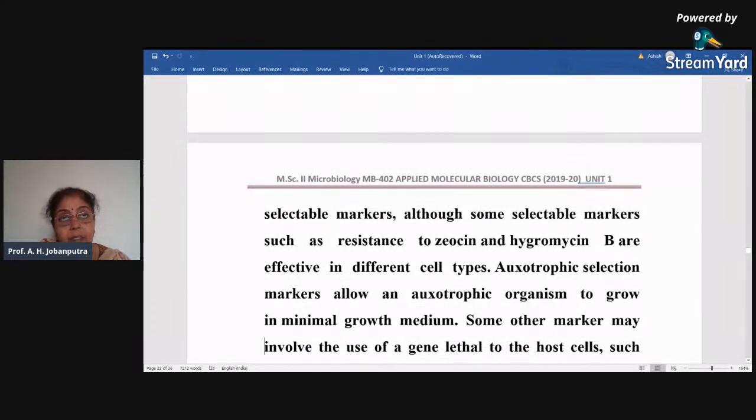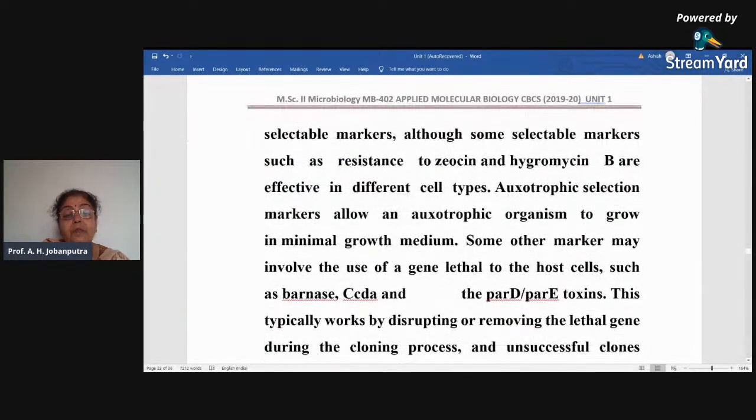Auxotrophic selection markers are also significant. So these markers will be some growth factor requiring markers like biotin minus or biotin plus. Such markers we call auxotrophic markers. So these markers are also significant and you can identify the host on the basis of these markers.